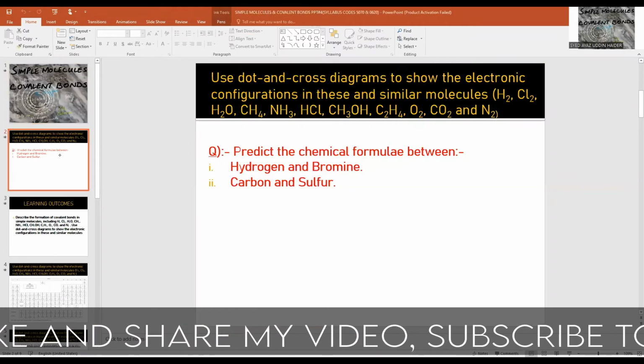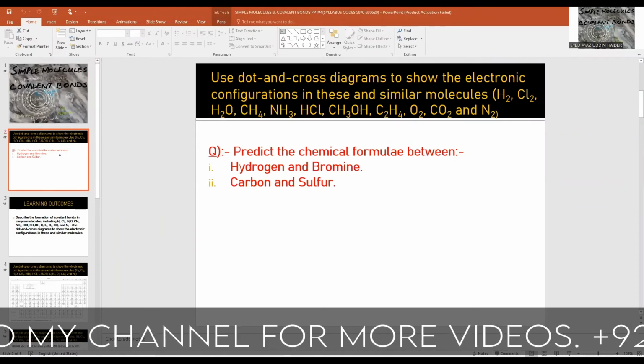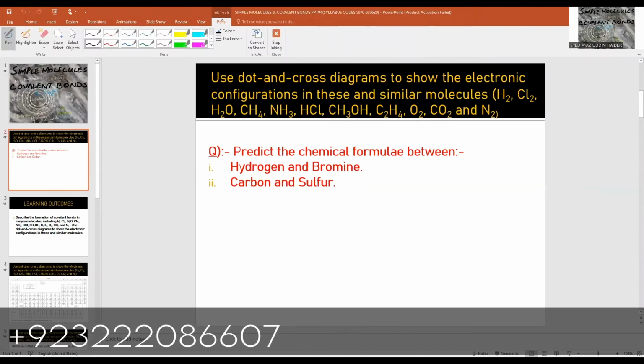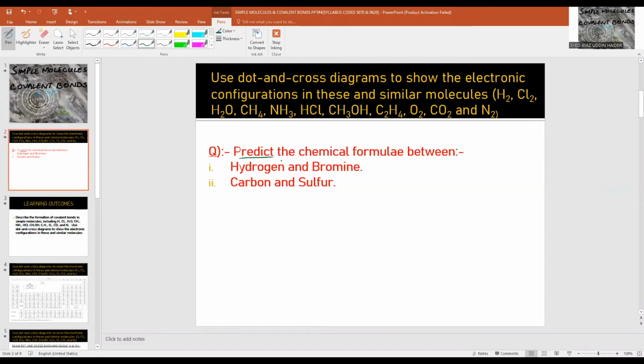We'll continue the topic simple molecules and covalent bonds. I will start with the solution of the question I gave you in last lesson. Here's the question. Predict the chemical formula between hydrogen and bromine, carbon and sulfur.